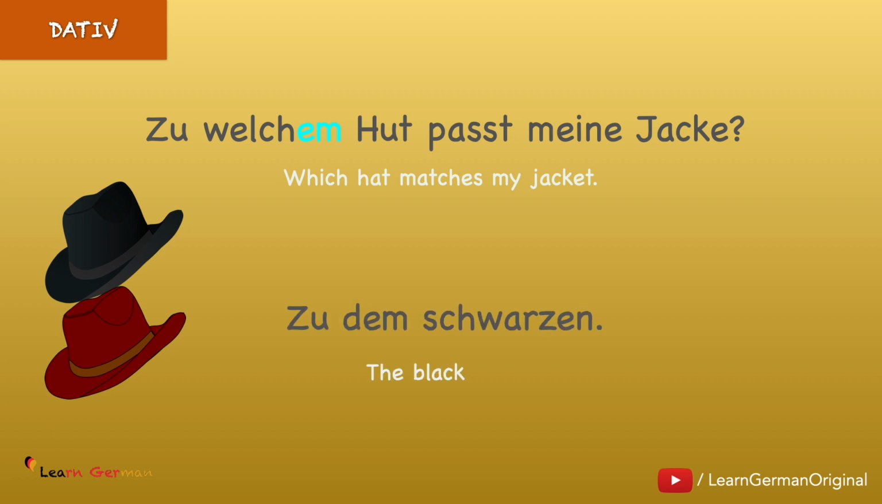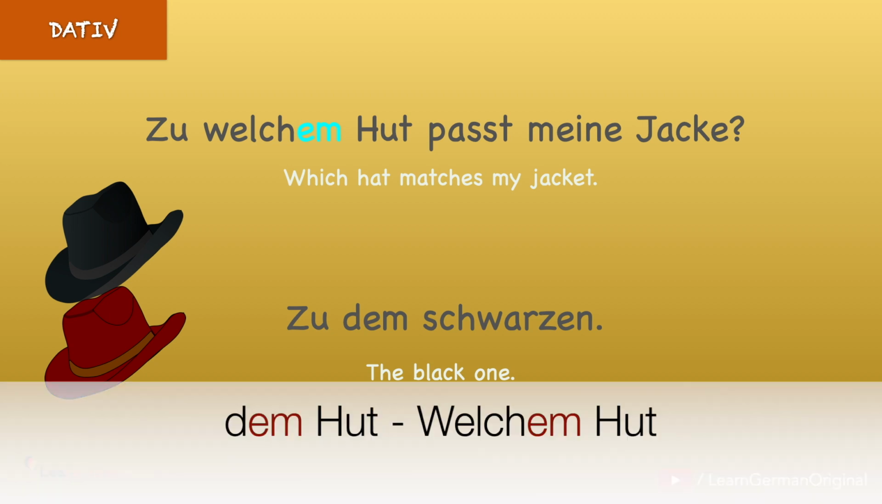In this case, Hut has to be either a dative object or a prepositional object with a dative preposition. So let's see what we have. Zu welchem Hut passt meine Jacke? Zu is a dative preposition. Hence, der Hut changes to dem Hut. Welchem takes the ending em from dem.